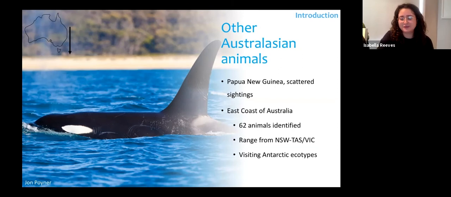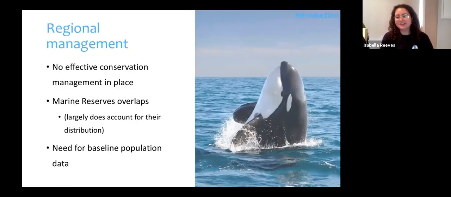Now, in terms of management, there's effectively no regional management in place. There are marine reserves that overlap with some of their distribution, but they're not accounting for a lot of their distribution, so it's not heavily effective. Even the management strategies in place are basically just how far you can stay away from them. In Australia, for instance, because they're a dolphin, it's 50 metres, so there are essentially no policies in place. But it does really highlight the need for baseline population data.